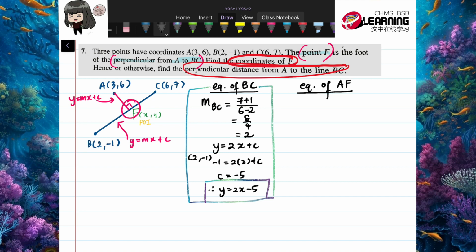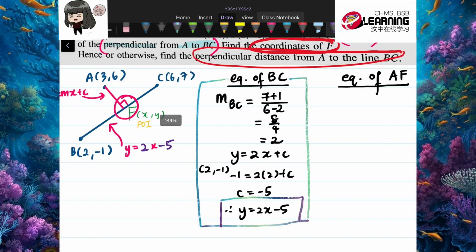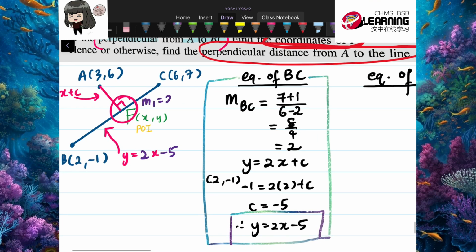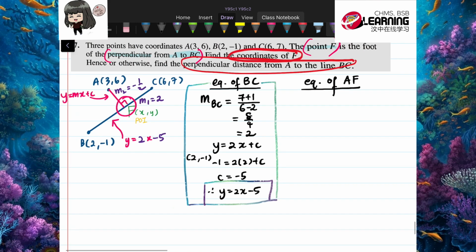For the equation of AF, we know that it's perpendicular, so m1 times m2 equals -1. This gradient here, we already know, is 2. This m1 is 2. So this m2 will be the negative reciprocal, so -1/2. So my m2 is -1/2. Again, y equals mx plus c.